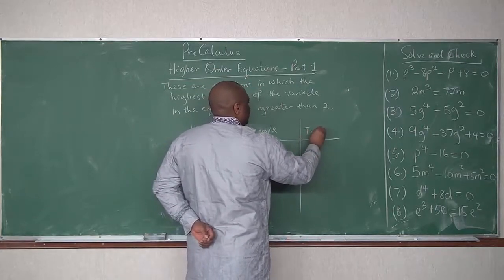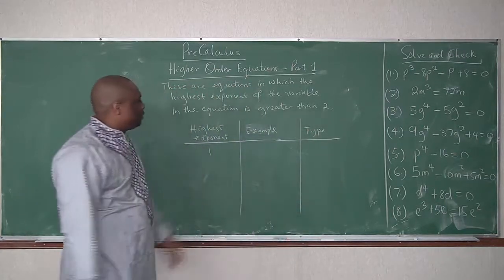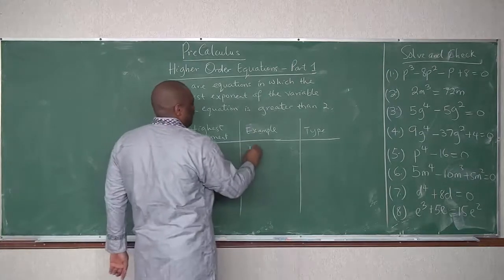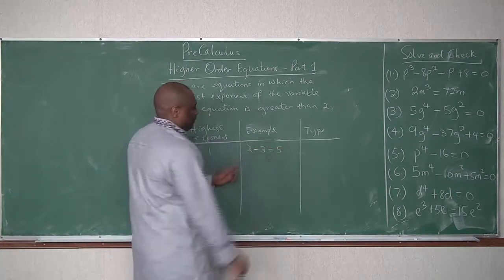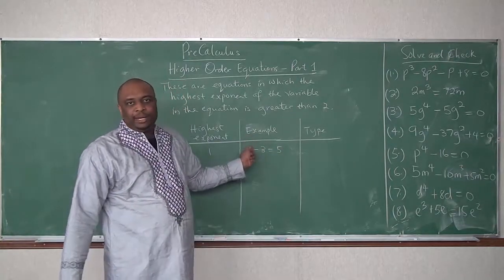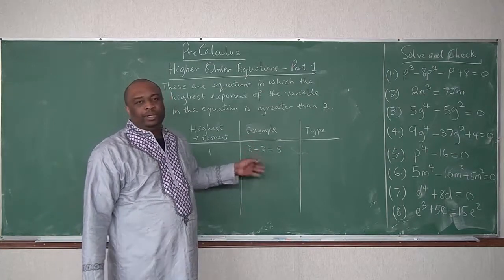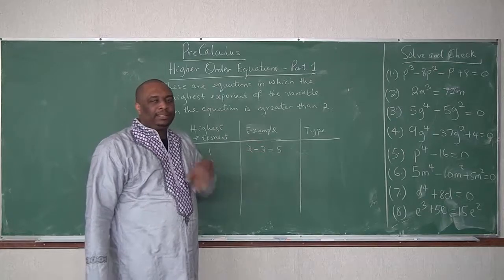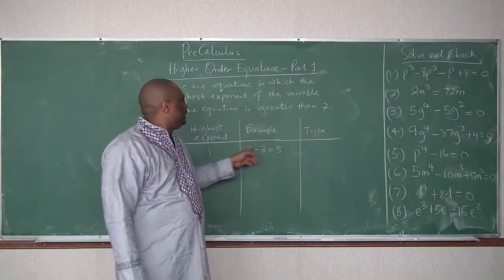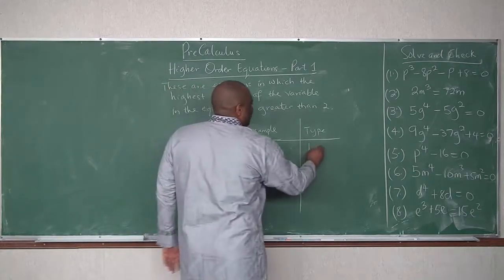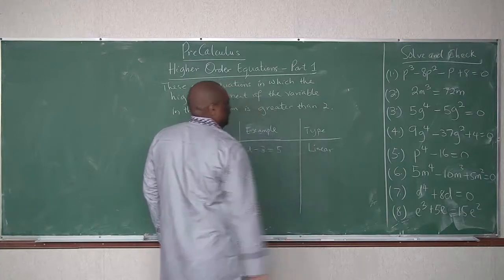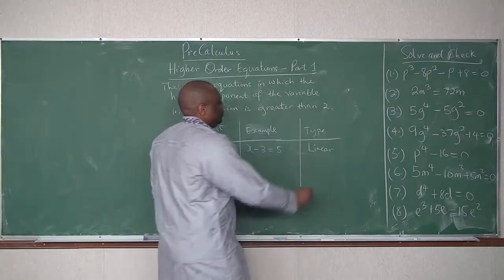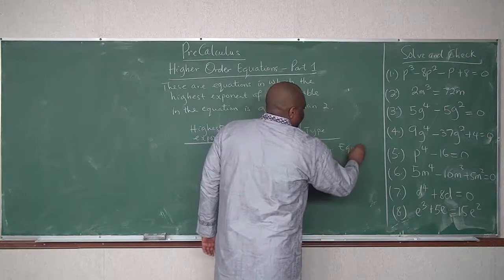is 1, let's say for example, if you say x minus 3 equal to 5, the variable in the equation is x. The highest exponent is 1. So this is what we call a linear equation.